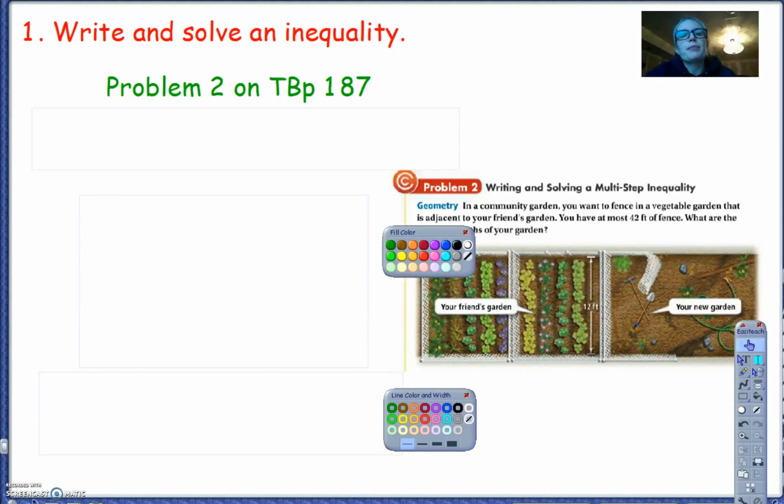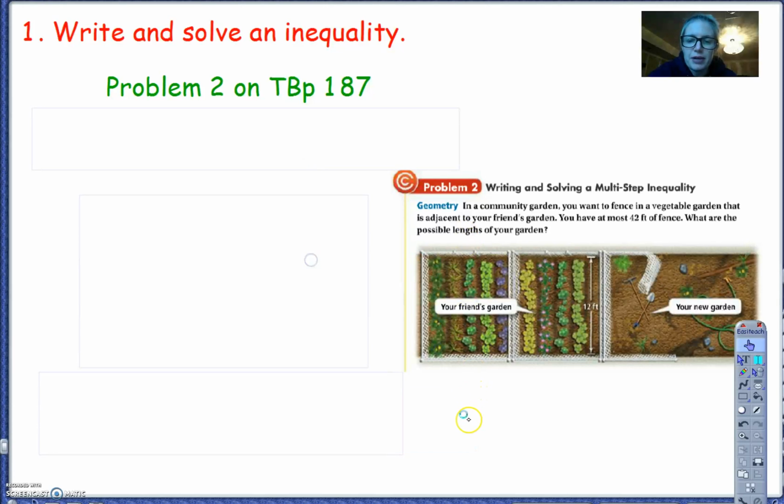So this is from problem 2 in your textbook on page 187, and I put it right here. Okay, so here's our problem. You do not have to write it down. Geometry. In a community garden, you want to fence in a vegetable garden that is adjacent to your friend's garden. You have at most 42 feet of fence. What are the possible lengths of your garden?